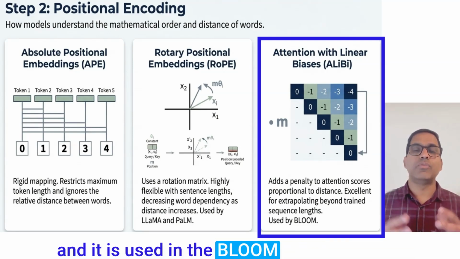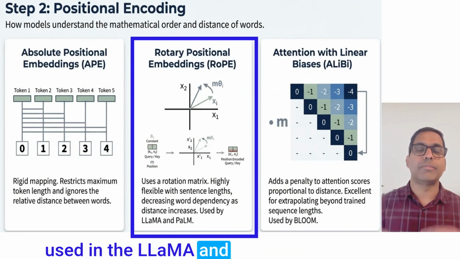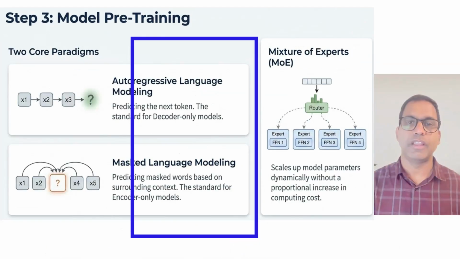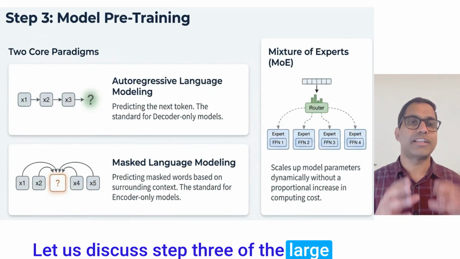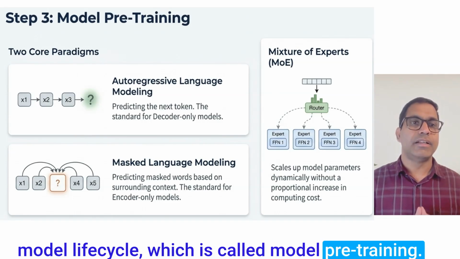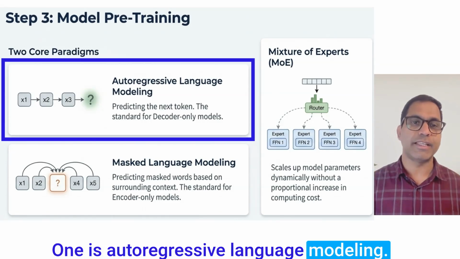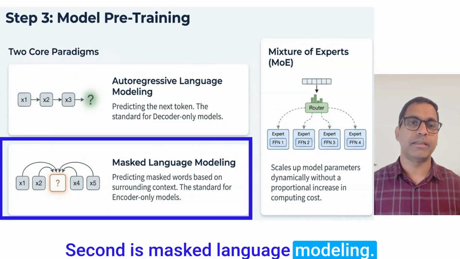and it is used in the Bloom architecture, whereas rotary positional embedding is used in the Llama and Palm architectures. Let us discuss step 3 of the large language model life cycle, which is called model pre-training. This has two core paradigms. One is autoregressive language modeling, second is masked language modeling.